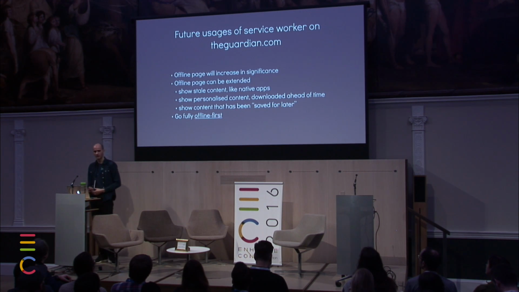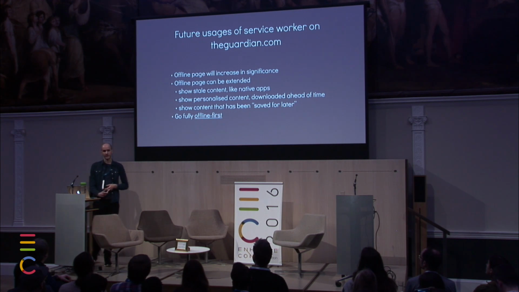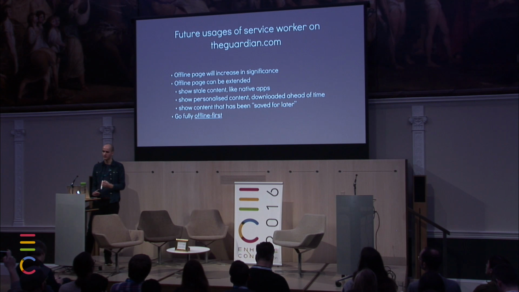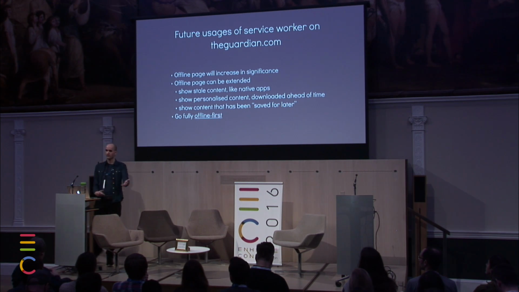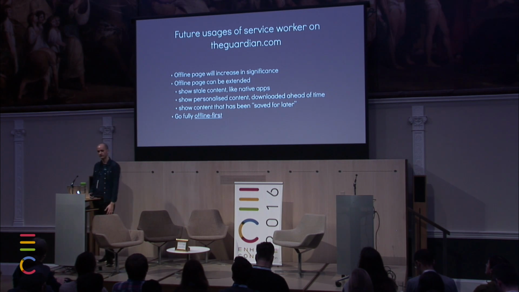So in the future, we might use service workers for other things, but firstly, offline page will increase in significance. Right now, HTTPS is only on a few sections of the website, and we've had to actually limit the offline page to a very specific section because of browser bugs. But as those problems go away, more people will see the offline page. So we would like to extend it. We would like to do what you saw with native apps at the beginning. Maybe we could show stale content, the content that you had the last time you opened the website and you were online.